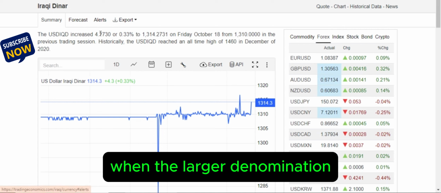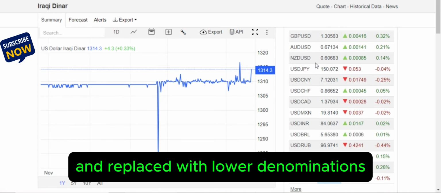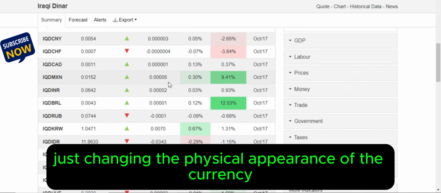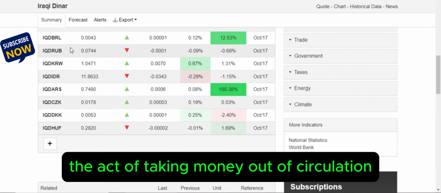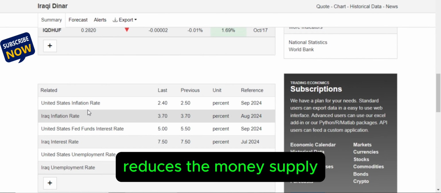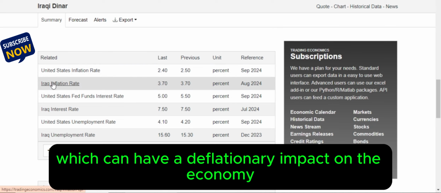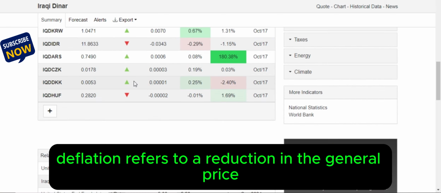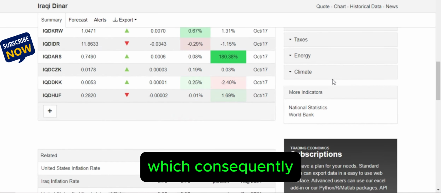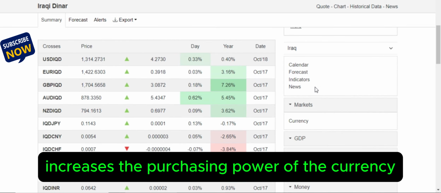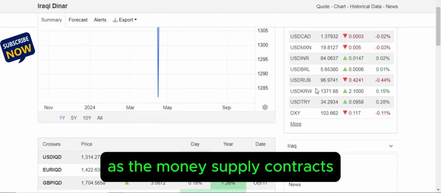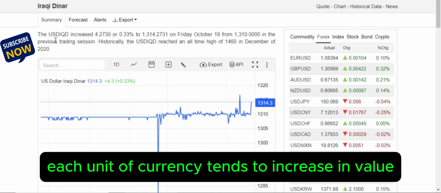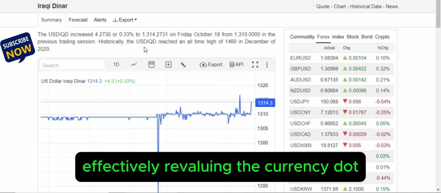When the larger denomination notes are removed from circulation and replaced with lower denominations, the effect on the economy goes beyond just changing the physical appearance of the currency. The act of taking money out of circulation reduces the money supply, which can have a deflationary impact on the economy. In economic terms, deflation refers to a reduction in the general price level of goods and services, which consequently increases the purchasing power of the currency. As the money supply contracts and the currency in circulation becomes less abundant, each unit of currency tends to increase in value, effectively revaluing the currency.